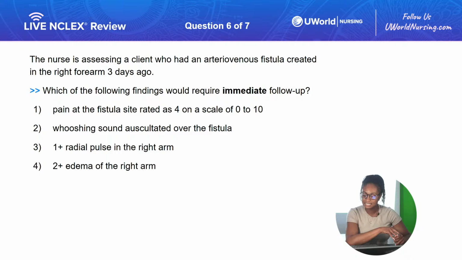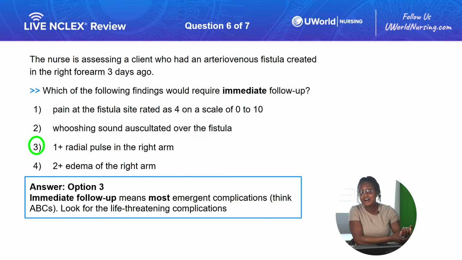Someone is asking, is swelling a complication? Good job, guys. Yep, someone said, think of your ABCs. This is true. But we're still going back, I guess, between options 3 and 4. Good job. Correct answer would be option 3, 1+ radial pulse in the right arm.